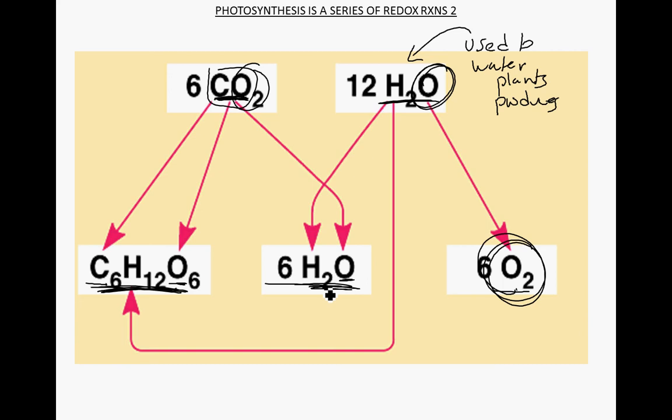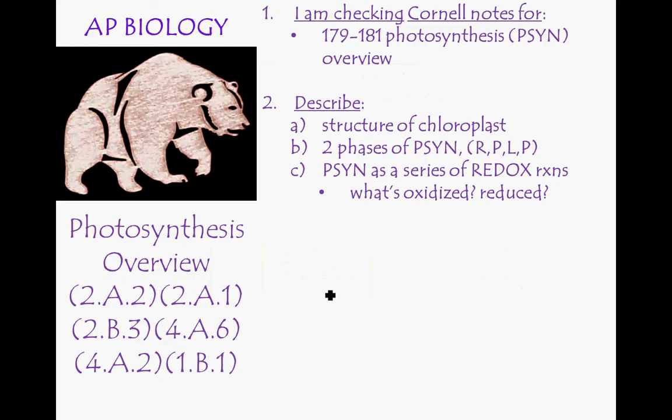Okay, so again, you should be able to describe the structure of the chloroplast, know the two main phases of photosynthesis, the reactants, products, locations, and purposes of each, and then be able to describe photosynthesis as a series of redox reactions.